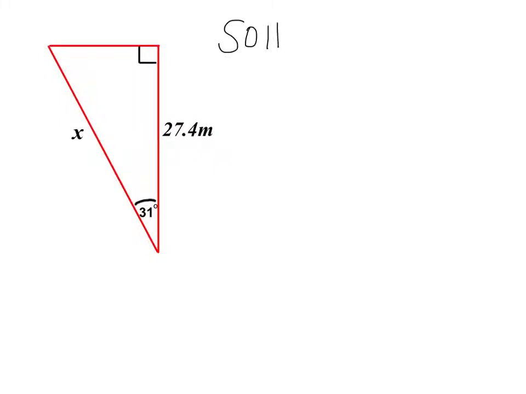I write SOHCAHTOA. Again, look at your angle. If you notice, what they gave me is this number. And here's my right angle. So these are my two legs. So one of these is adjacent, one of these is opposite. This is adjacent, so I'm looking for adjacent. And based on this angle, what I'm looking for is the hypotenuse. They gave me the adjacent, I'm looking for the hypotenuse.